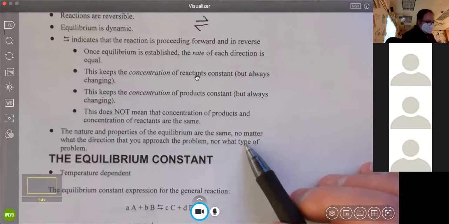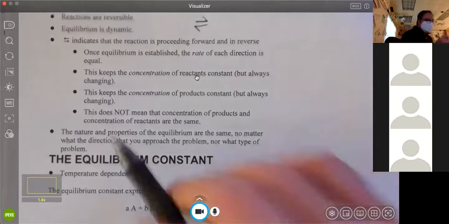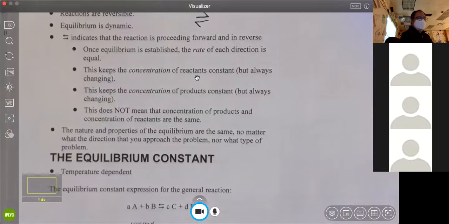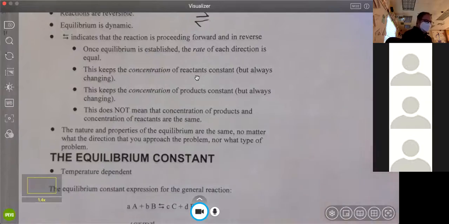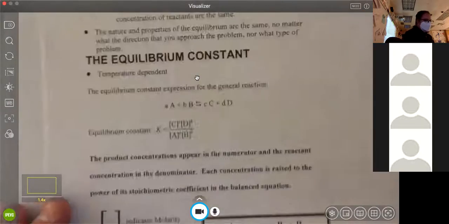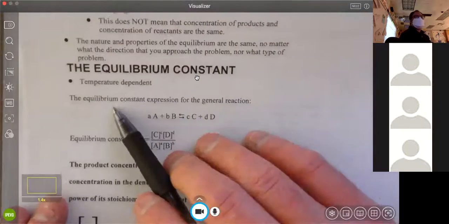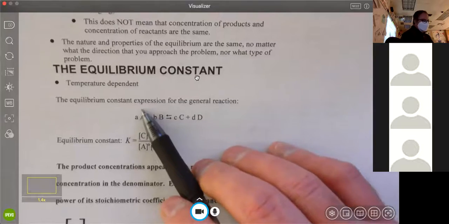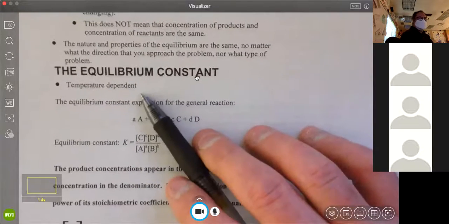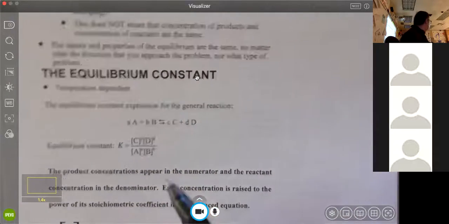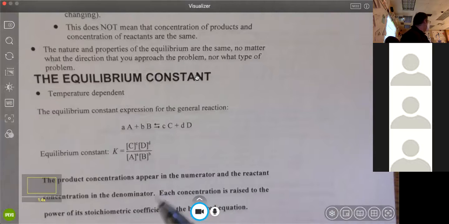So we have all of these different things, but the way we solve or approach these is basically the same. One thing you need to know is how to find concentration, which is moles per liter. That's a key thing there. The equilibrium constant, K, is temperature dependent because it deals with rates, right?